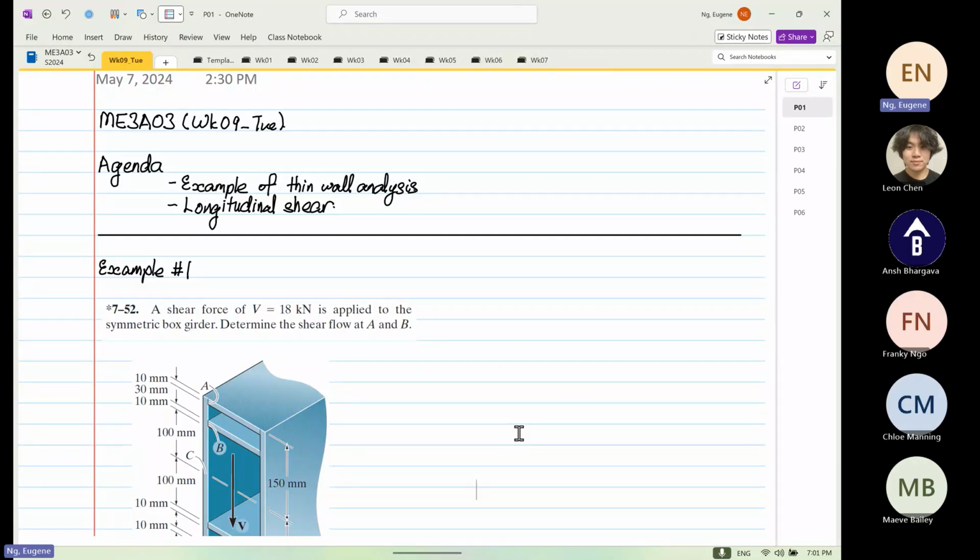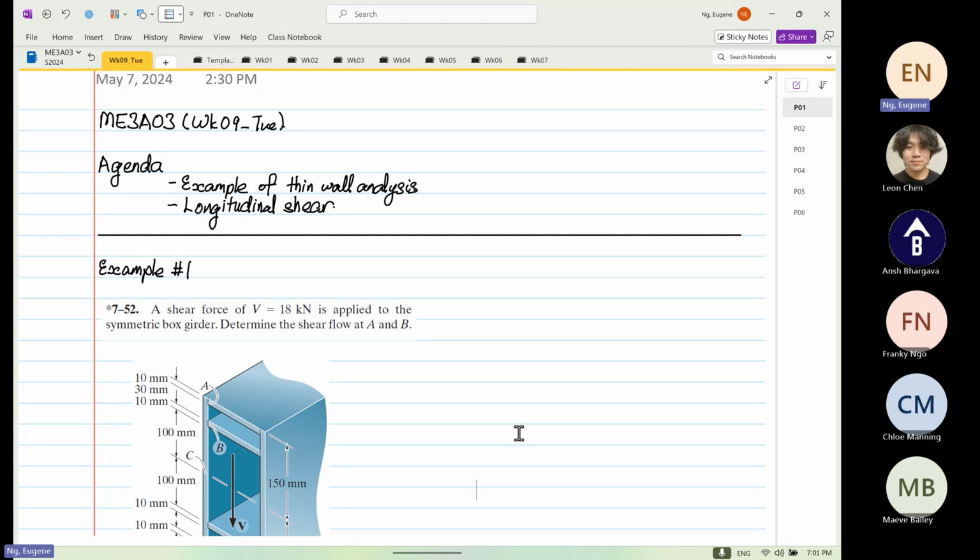So for the agenda for today, we're going to do more examples on thin wall analysis, and then we're going to go into a new subtopic, which is longitudinal shear. We're not going to learn any new formulas, but it's more of an analysis, okay? Longitudinal shear, there's one extra formula, but it's not very difficult.